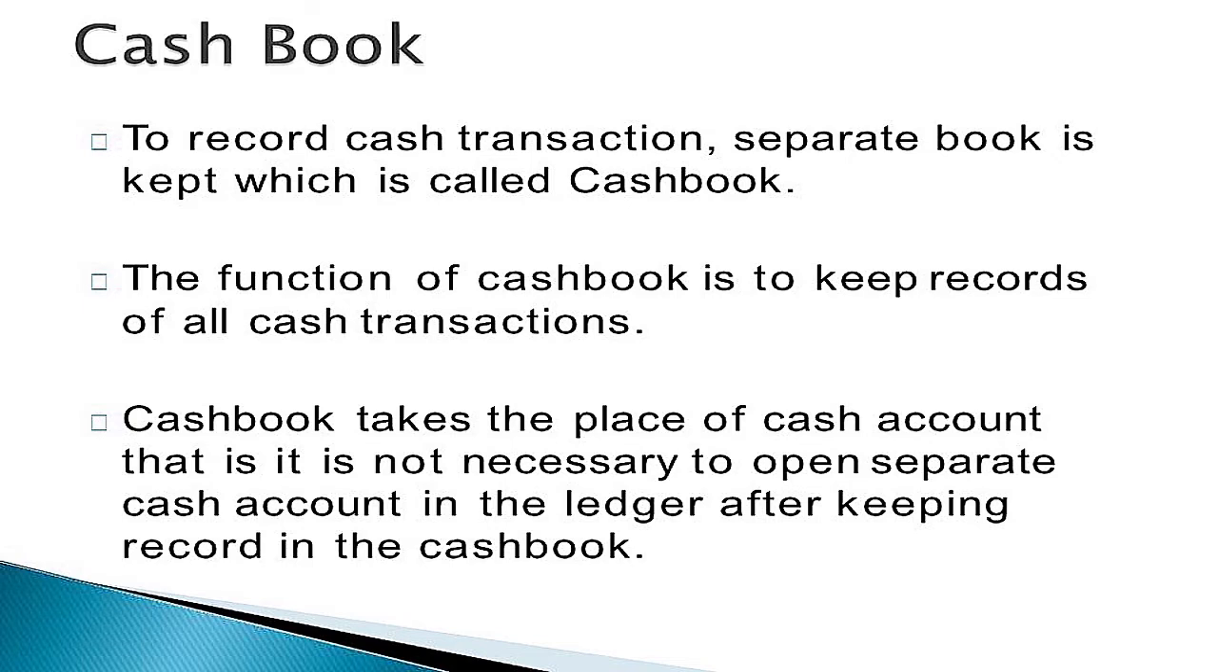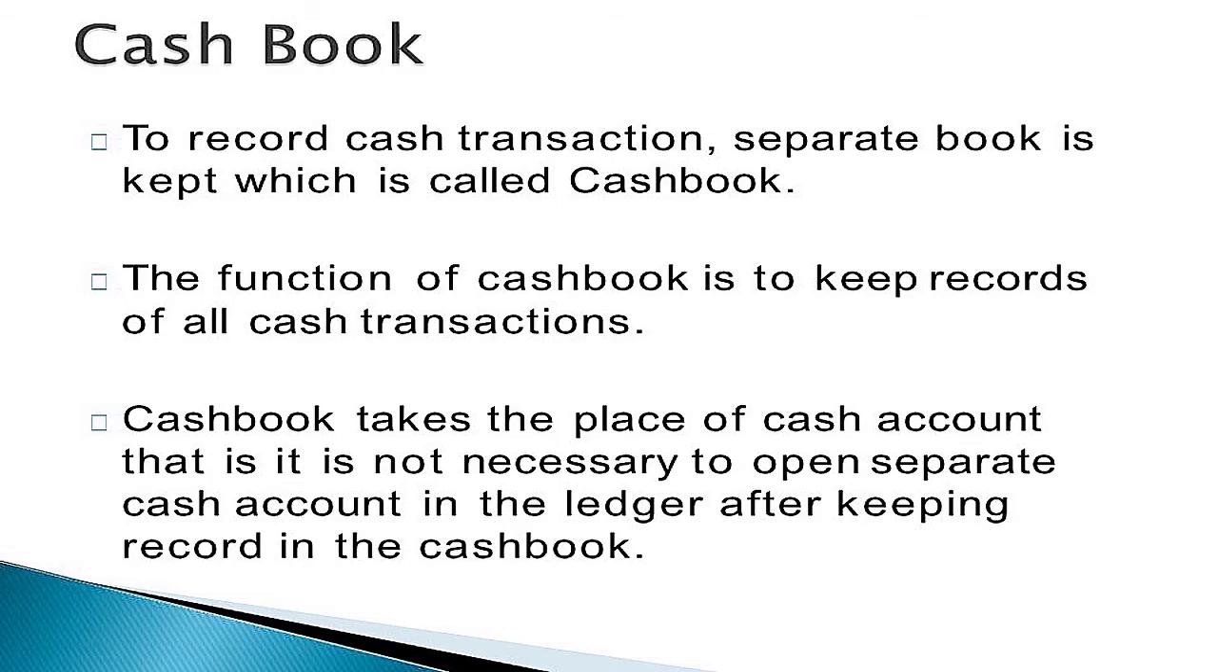Next, paid rent in advance 500. Entry is rent in advance account debit to cash account. So the cash account shows the credit side. It is a payment. All payments are credit. On the credit side we will write by rent in advance.